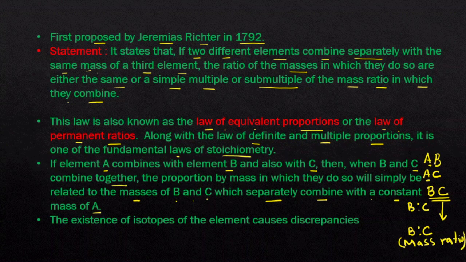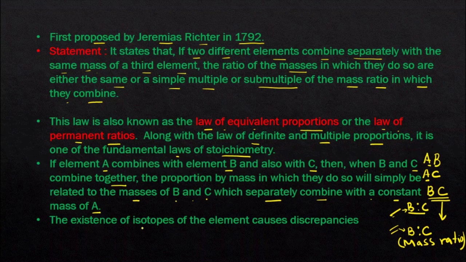And the law also states that this mass ratio should exactly be equal to this, or maybe a multiple or submultiple. In this case, these two ratios, this one and this one, are exactly the same. The existence of isotopes of the element causes some discrepancies to the law of reciprocal proportion. Let's take a few examples for the law of reciprocal proportions.